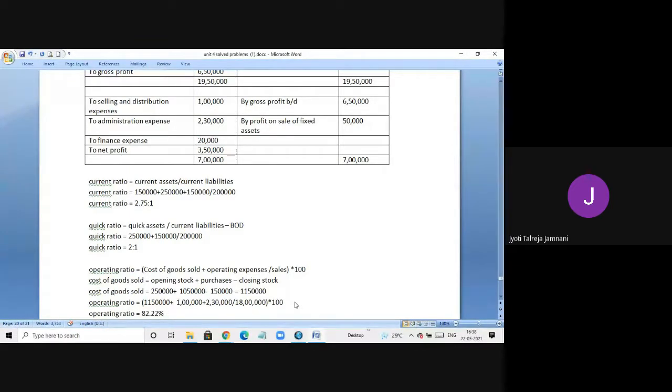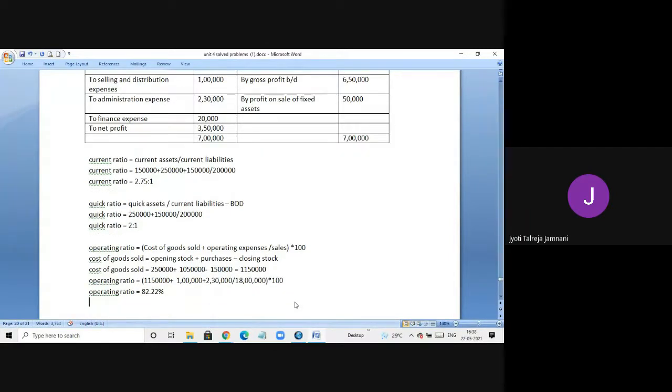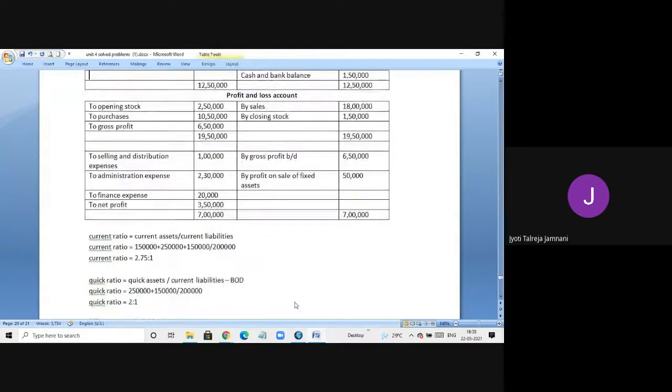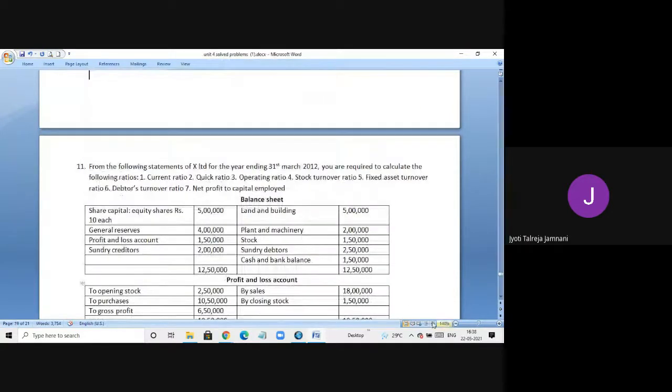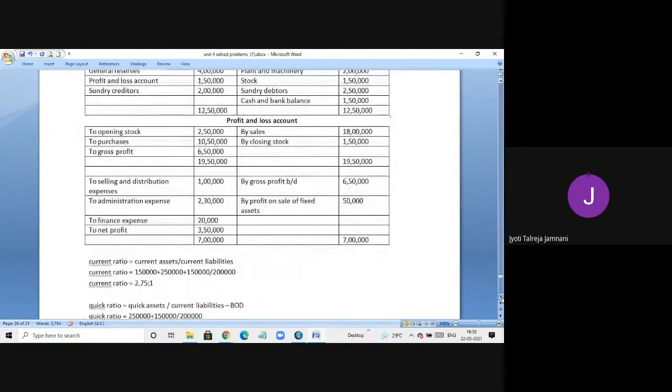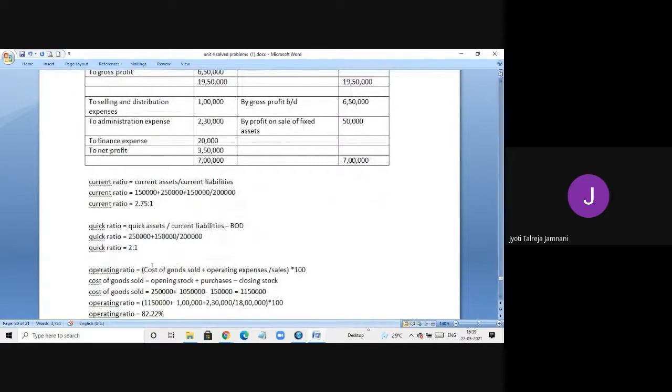Out of 100% sales, 82.22% is the operating cost, and the remaining will be the non-operating costs as well as the profits. The next question, three ratios we finished. Ma'am, does operating cost involve both direct and indirect expenses? Direct we take in the cost of goods sold equation, so it comes there, and indirect we are taking here. Okay, ma'am.